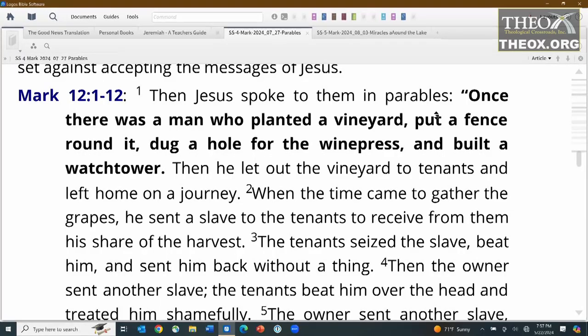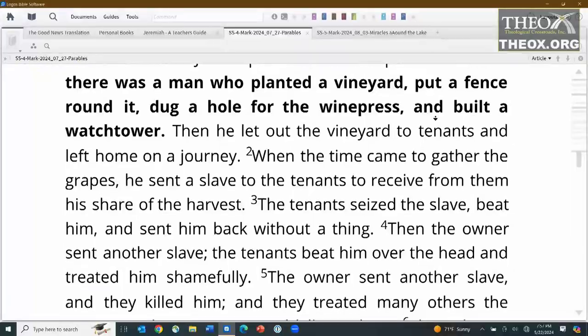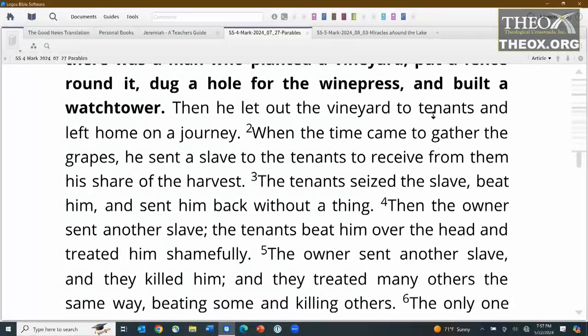So now we go to the passage in Mark 12:1 to 12. Then Jesus spoke to them in parables. "Once there was a man who planted a vineyard, put a fence around it, dug a hole for the winepress, and built a watchtower. Then he leased the vineyard to tenants and left home on a journey. When the time came to gather the grapes, he sent a slave to the tenants to receive from them his share of the harvest. The tenants seized the slave, beat him, and sent him back without a thing.